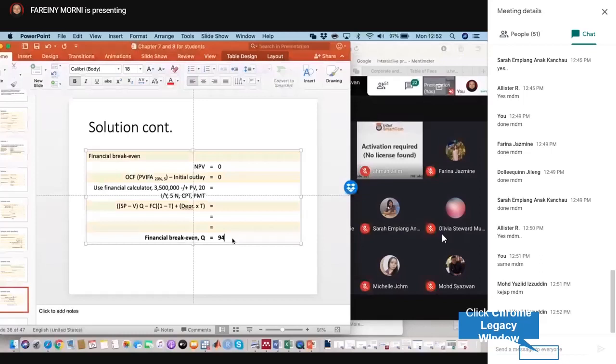Alright, so you take the 60 units. The S is also Q, there it is 60. So your accounting break-even point should be 210. And the cash break-even point, this one is RM. This one is units.